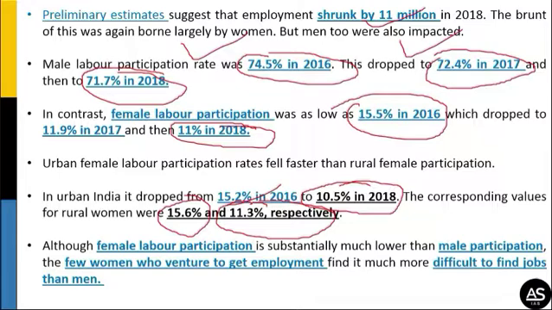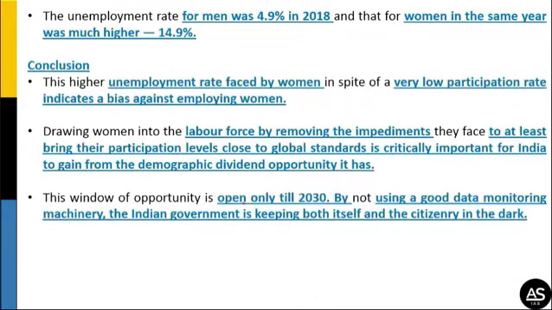Although female labor participation is substantially lower than male participation, the few women who venture to seek employment find it more difficult to find a job than men. The unemployment rate of men was 4.9% in 2018, while for women in the same year it was much higher, at 14.9%. So the conclusion suggested here is that the higher unemployment rate faced by women, in spite of a very low participation rate, indicates a bias against employing women. So definitely we are biased against women.